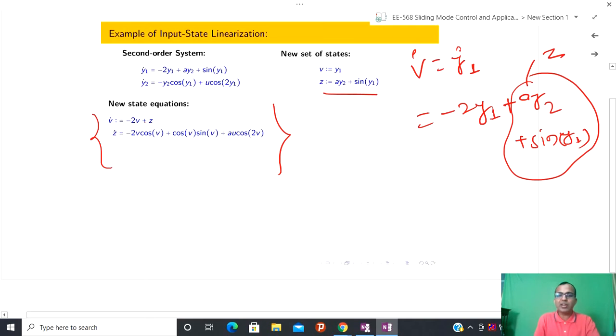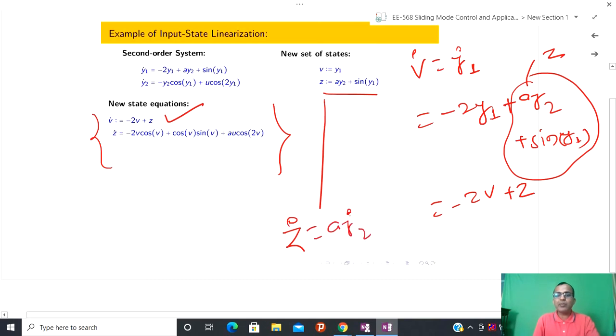Due to that reason, in place of this I have 2v plus z, and this expression comes into the picture. Now you have to take the derivative of this, that is z dot equal to a y2 dot plus the differentiation of sin y1, that is cos y1. And again, everywhere y1 y2 comes into the picture, with the help of these two transformations you have to convert. Now try to see this system.